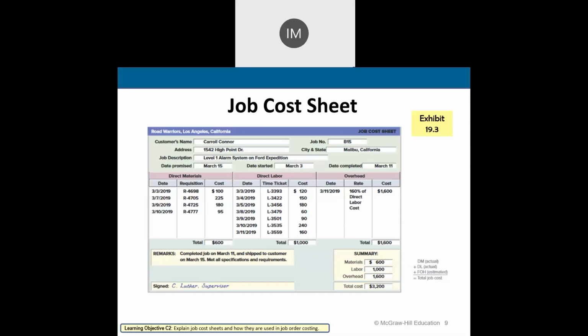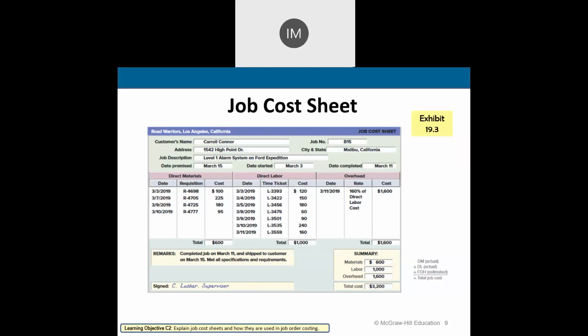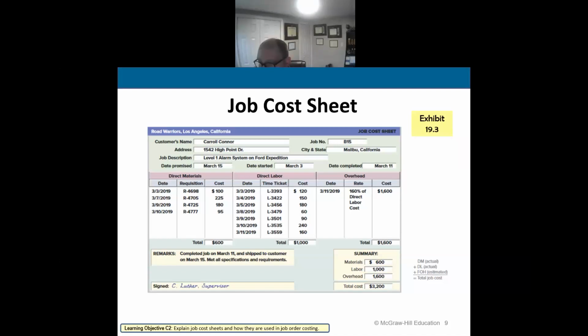Professor, I have a question. Yes, Marina. So would this be only on one item, or is this for various items? Because I'm looking at the job description and it says level 1 alarm system. So are they just working on one car for one alarm system? Yep. One alarm system for one car. Okay. Because it's a job order, the job order should specify the amount, the quantity, and for what type of product. In this case, just one.